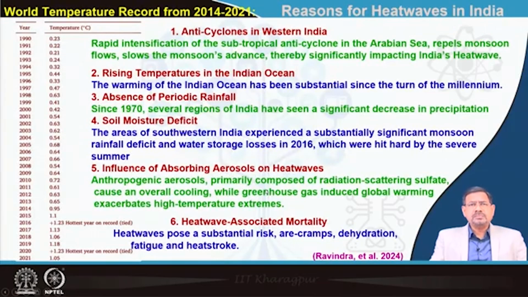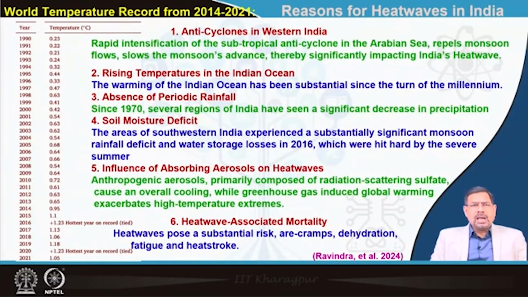extremes are concerned. Now, the global pattern, on the very left hand side you can see the world temperature record, the observational record between 2014 to 21. If you focus there, in the year 2016, the hottest year as we have seen in case of our El Nino kind of situation, 1.23 hottest year on record, and 2020 we got another 1.23 in terms of the hottest year.